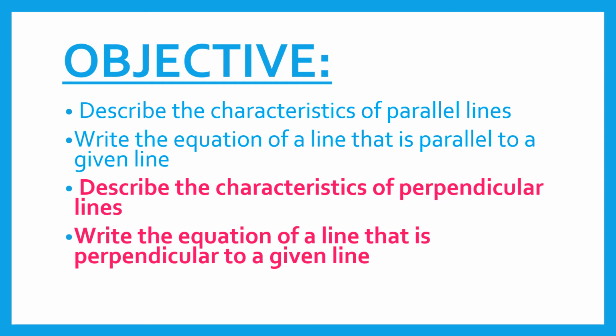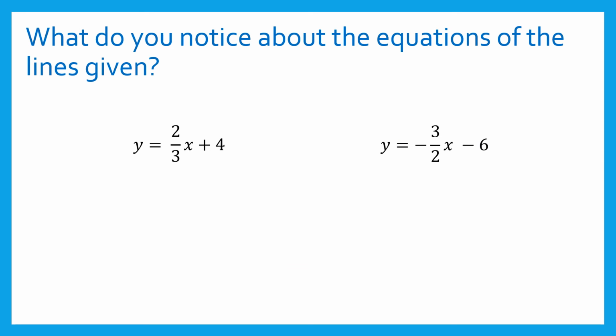All right, so that is our notes on parallel lines. Let's go ahead and learn some things about perpendicular lines. Take a look at these two equations. Do you notice anything about those equations? When I look at those, I notice they are both in slope-intercept form. They have different y-intercepts. And if I look at the slopes here, they're not the same anymore. One is positive and one is negative. And it looks like they have the same numbers, but they flipped them around.